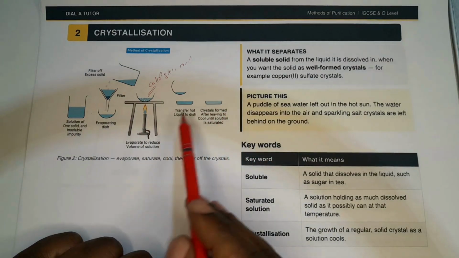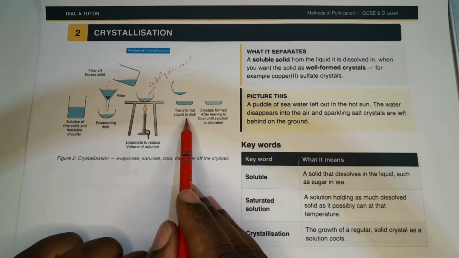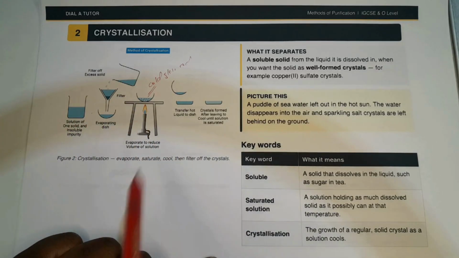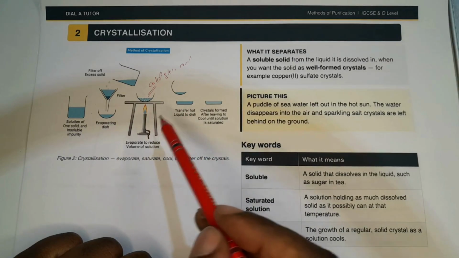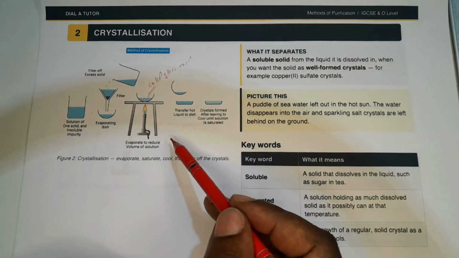Right. Then you leave the hot saturated solution to cool slowly. Solids are less soluble in cold liquid. Just like when you try to stir sugar in cold water, it's less soluble, but in hot water, it's more soluble. So the excess comes out of the solution and larger crystals grow.